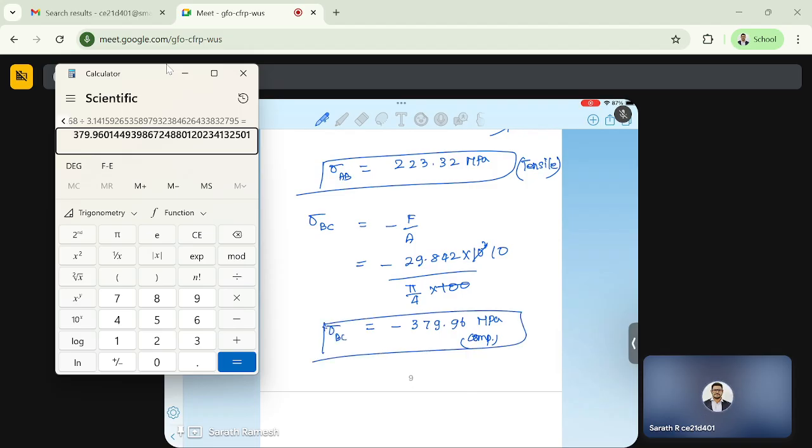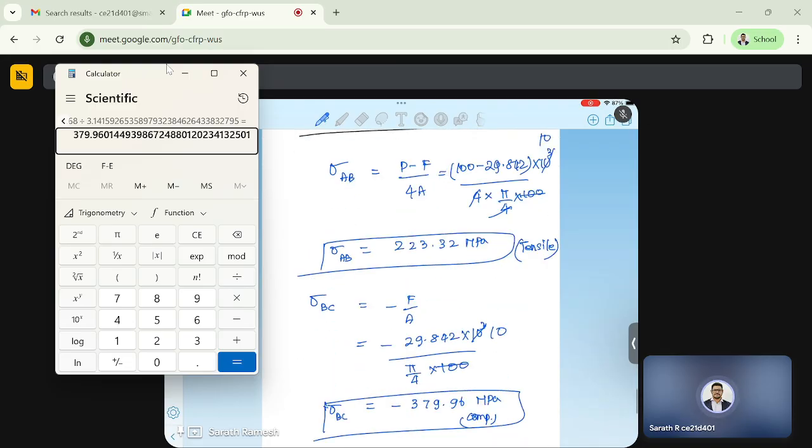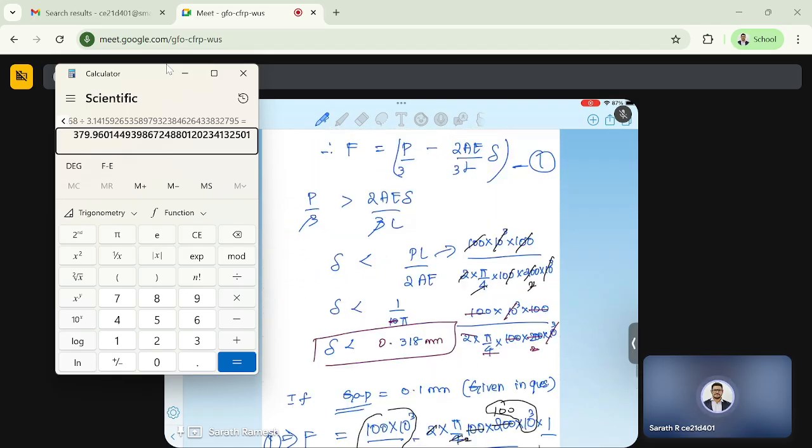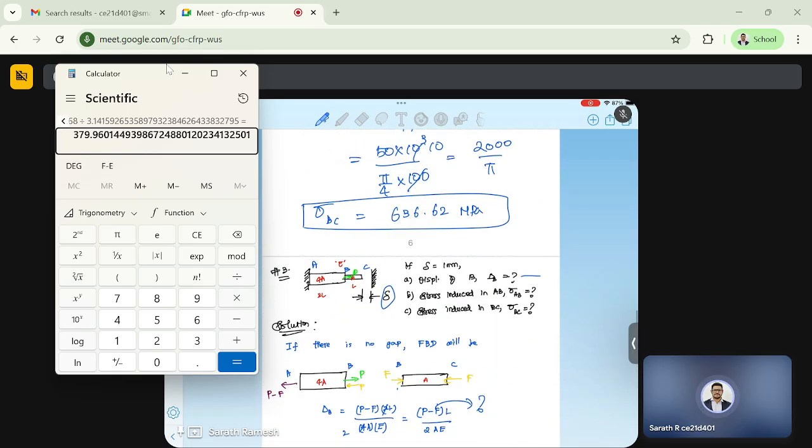Okay, right. So if the gap is smaller than 0.318, we have stresses. If the gap is more than that, it is the same as problem number one. Fine.